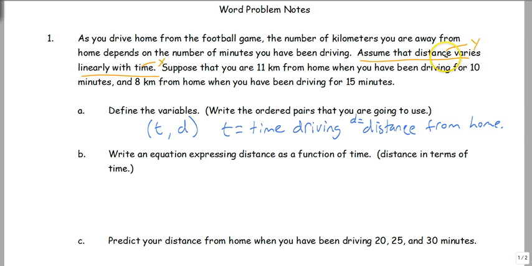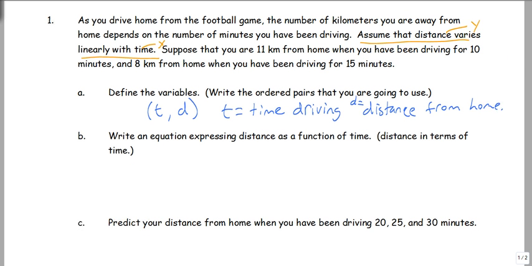Now, since it says it varies linearly, that means we can come up with an equation based on the information, just like what you did right before the quiz. If you have 2 points, you can always come up with a linear equation. Usually we write them in slope-intercept form, but you could start in point-slope form and get there. So, first thing, we need 2 points from this information. Well, when t is 10 minutes, we're 11 kilometers from home, so I have the point (10, 11). And when the time is 15 minutes, we're 8 kilometers from home. So (15, 8).